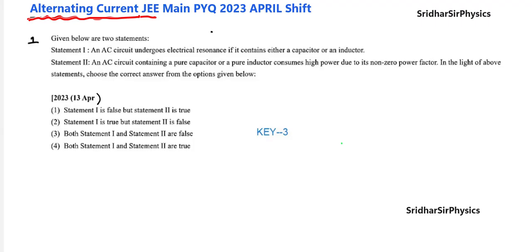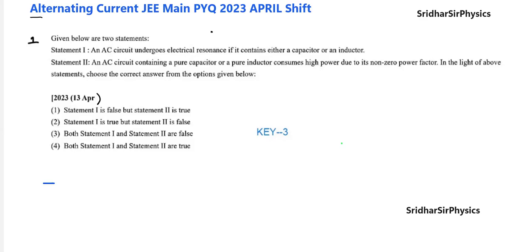Okay, now first we'll start with alternating current, JEE Mains previous year, 22 April shift. There's one question I picked up. There are two statements. An AC circuit undergoes electrical resonance if it contains either a capacitor or an inductor. First, we'll check whether statement one is right or wrong.